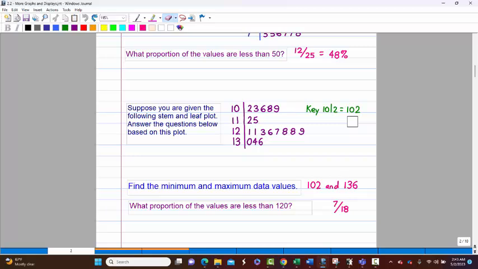What proportion are less than 120? Count the leaves. 5 and 2 is 7, 8 is 15, 3 more is 18. There are 18 leaves, so that's my denominator. And less than 120 would be everything in the 10 and the 11 rows. So 5 plus 2 is 7, so it's 7 out of 18.